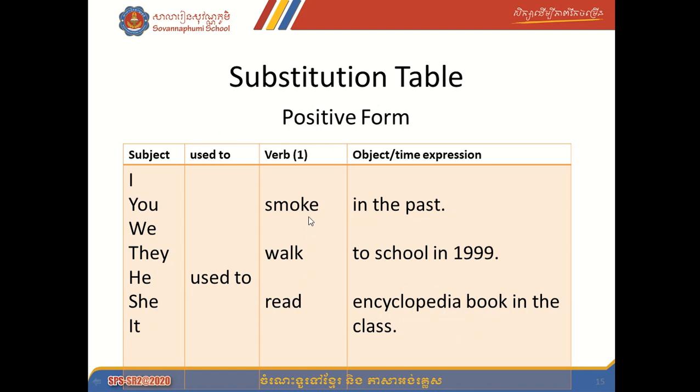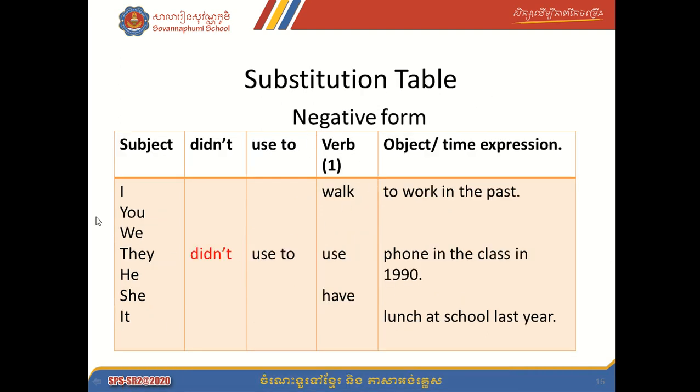So all of these are in positive form. Go to another one in negative form. I, you, we, they, he, she, it didn't used to walk to work in the past. I, you, we, they, he, she, it didn't used to use phone in the class in 1990. I, you, we, they, he, she, it didn't used to have lunch at school last year. So all of this are in negative form.